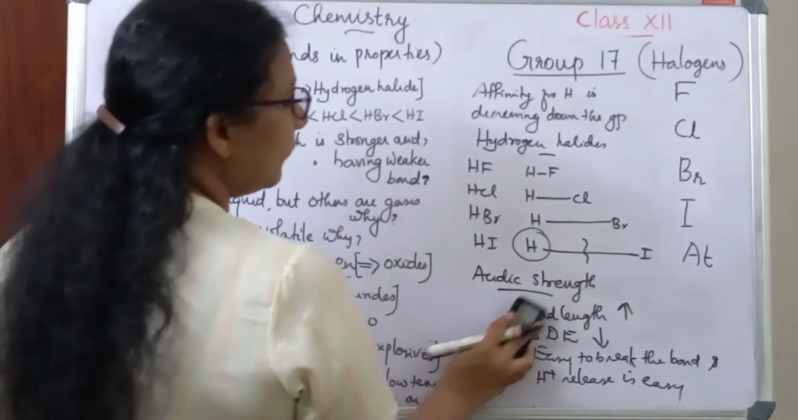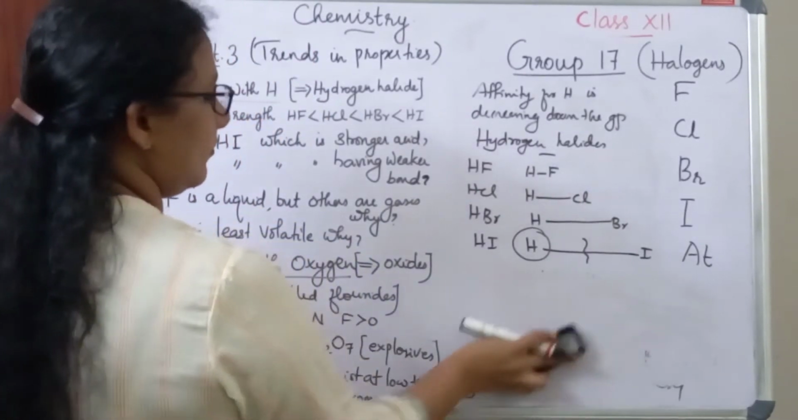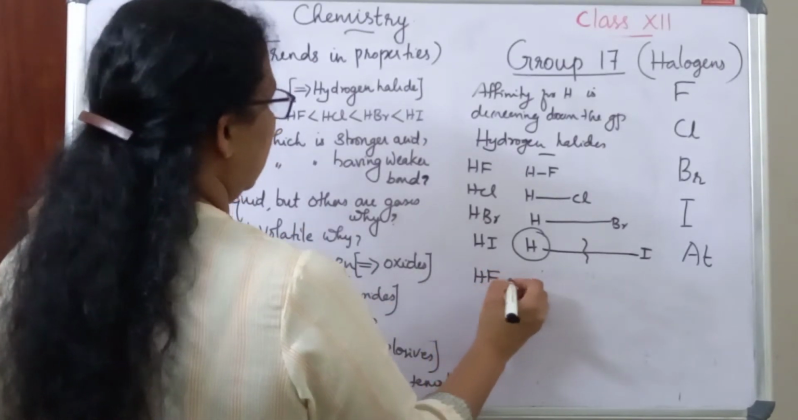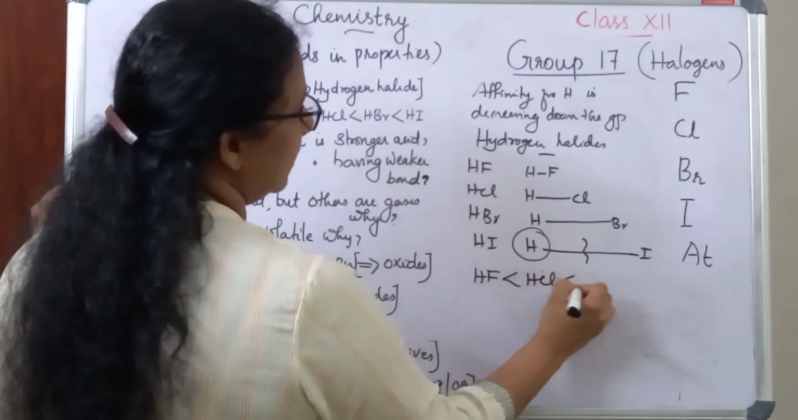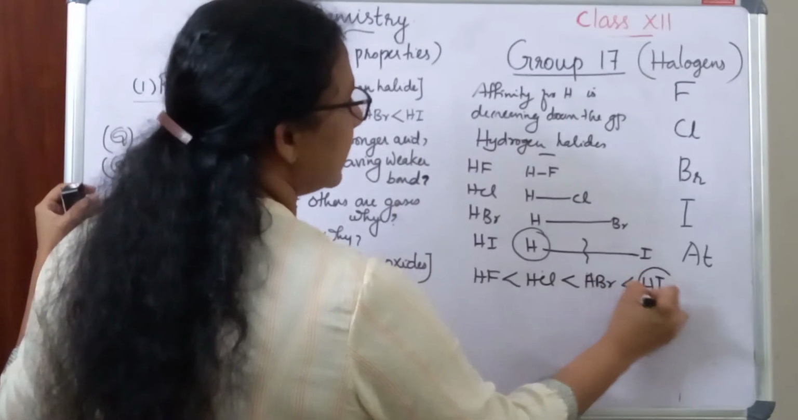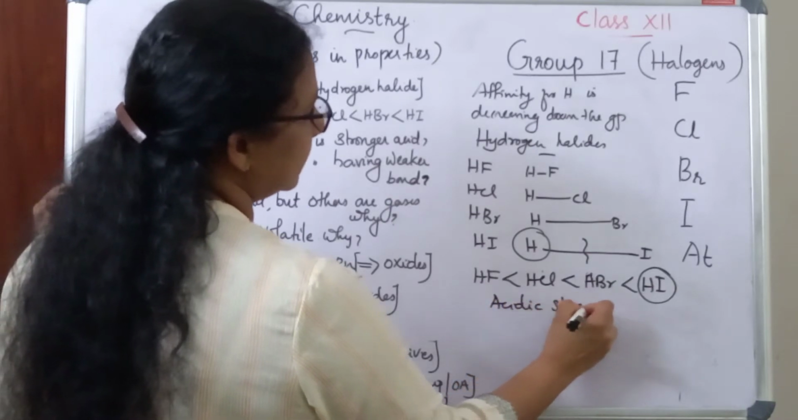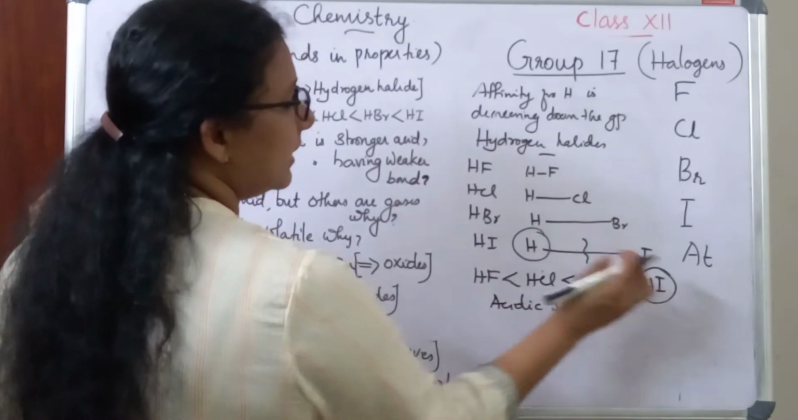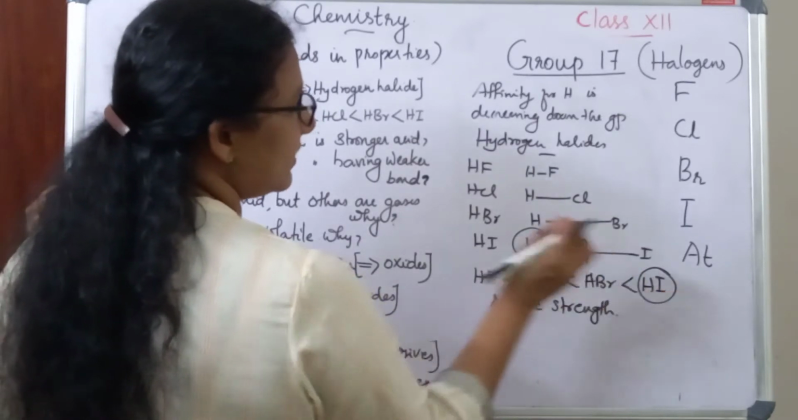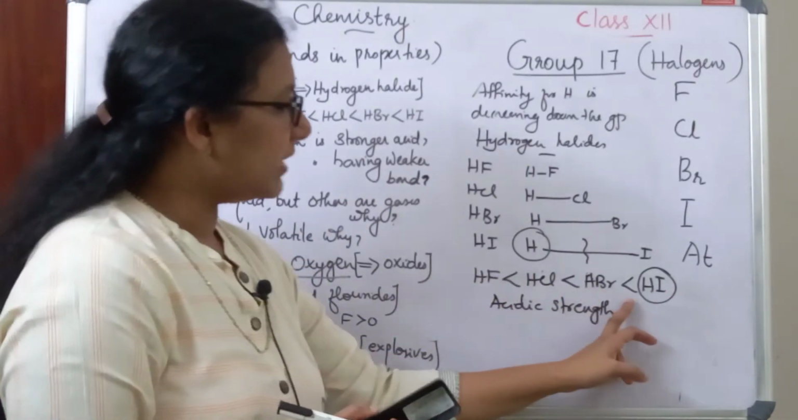So the order of acidic strength is HF less than HCl less than HBr less than HI. So HI has more acidic strength. This is the order of acidic strength. HI is a strong acid, or HI shows more acidic strength than all the other hydrogen halides.